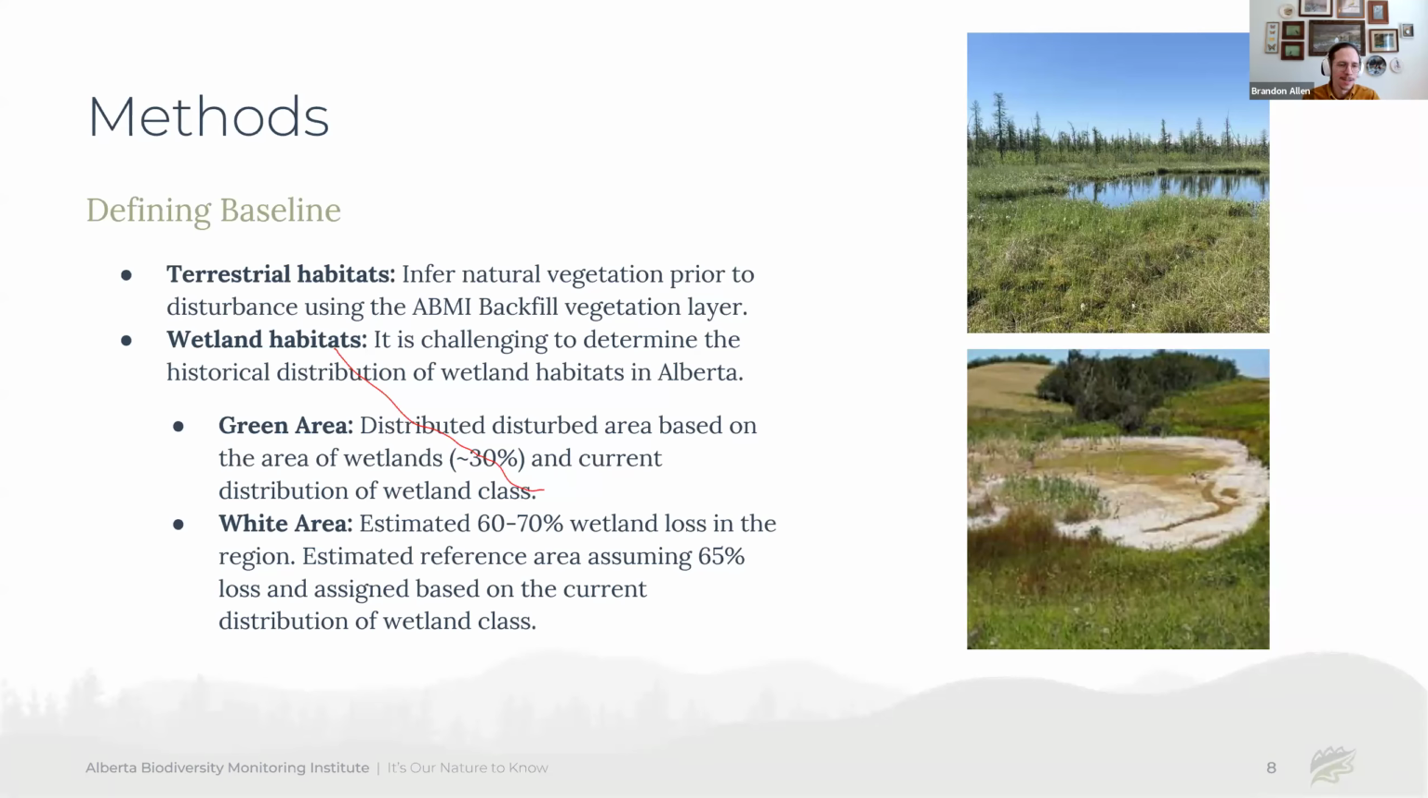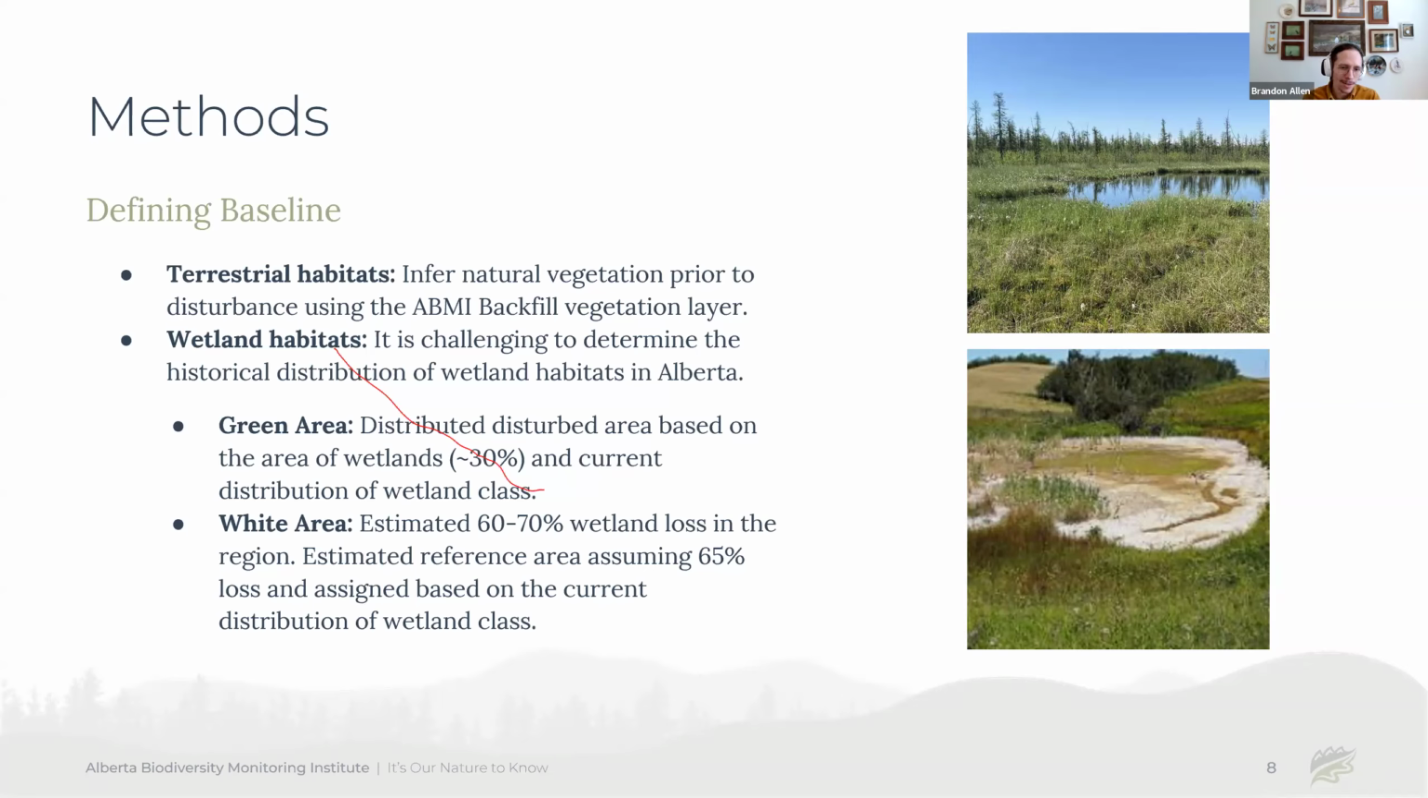Specifically for wetlands in the green area, we distributed the disturbed area based on the area of wetlands. We know the forested area of the province is about 30% wetlands. So we took the disturbed area that occurred within wetlands, and 30% of that was then distributed to wetland classes based on the current distribution. So it was a fairly simple rule set to figure out what we think was there.